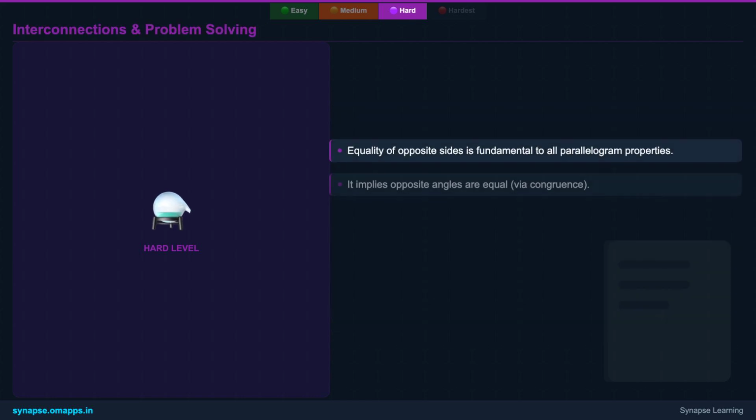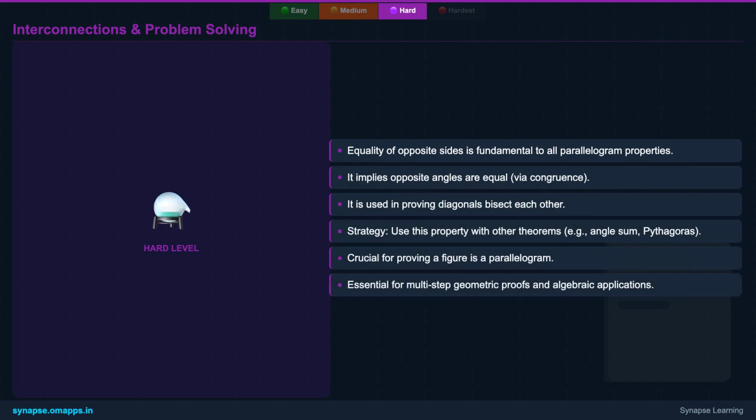This property of equal opposite sides isn't isolated, it's deeply interconnected with all other parallelogram properties. For example, it helps in proving that opposite angles are equal and that the diagonals bisect each other. When solving problems, think about how this property can be combined with other geometric theorems, like angle sum properties or even Pythagoras, to find unknown values or prove more complex statements. It's a powerful tool in your geometric arsenal.